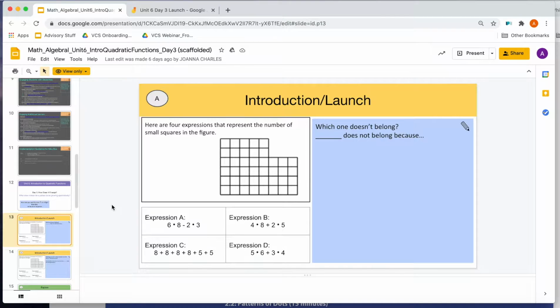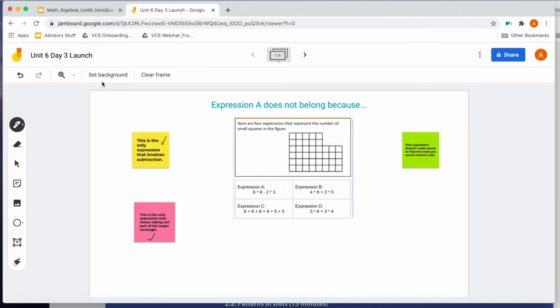So this warm-up is using the instructional routine, which one doesn't belong. Students are given this image and they must choose which one of these expressions does not belong by analyzing the image. After this slide, you'll see on slide 14, students are then challenged to identify another expression that might not belong. So similar to the instructional routine we did before, you can use Jamboard to allow students to share their responses.